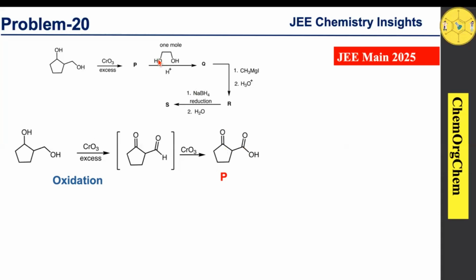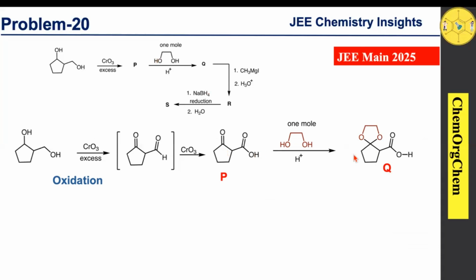This ethylene glycol is going to react with the keto functional group only. As per this reaction condition, the ethylene glycol now reacts with the ketone functional group, resulting in this cyclic ketal as an intermediate. So this is our intermediate Q.